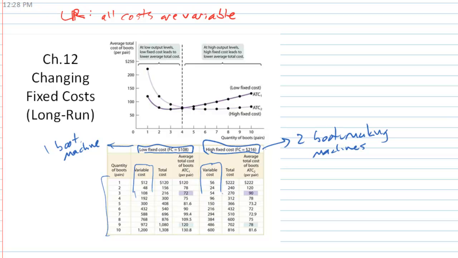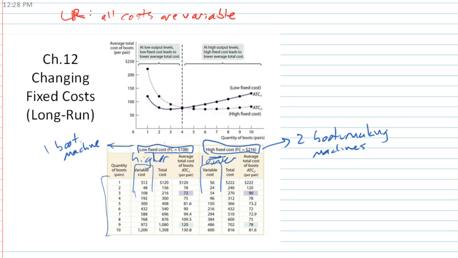With 2 machines, they can probably produce more per worker. So what happens here is that our variable cost is lower with a high fixed cost than it is with a low fixed cost. Our variable cost is higher with a low fixed cost and lower with a high fixed cost. Okay, let's take this into real life.